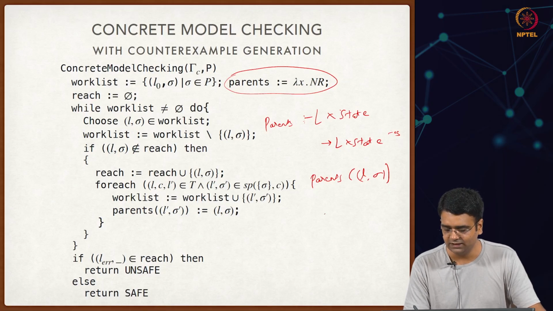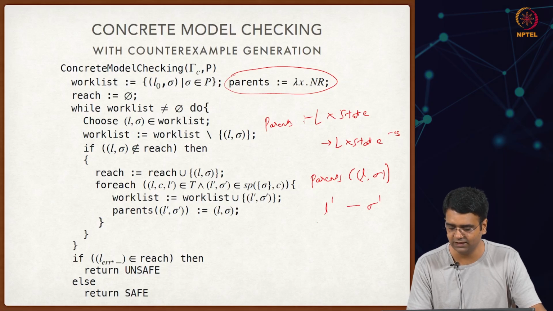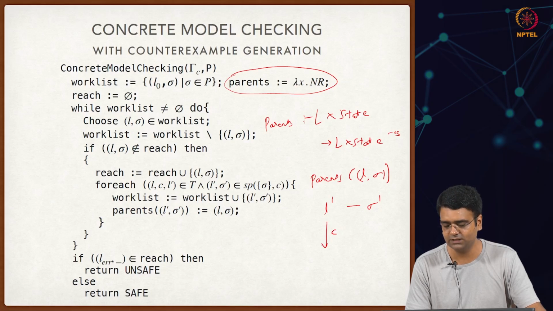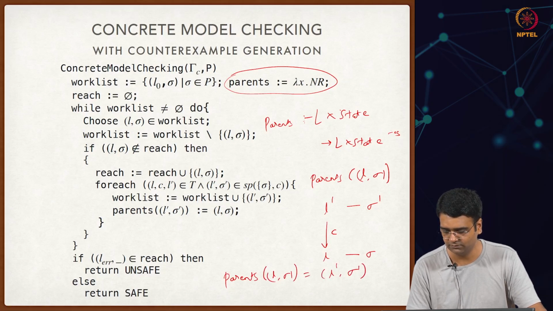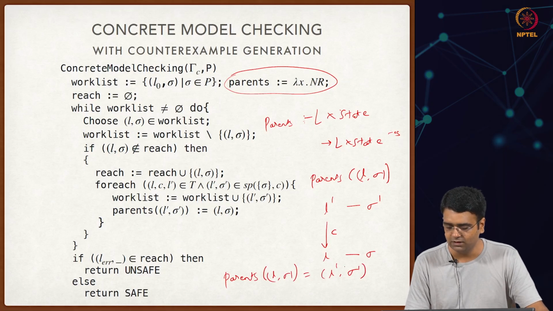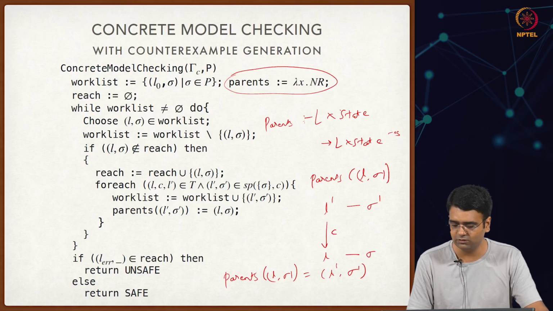meaning that, let us say that if I have some L prime, and I know that sigma prime is reachable at the location L prime, then I am going to execute the program command which is on the edge from L prime to L, and if by executing this program command I discover that sigma is reachable at the location L, then I am going to say that parents of L comma sigma is going to be equal to L prime comma sigma prime. Okay. So because sigma was discovered at the location L through the state sigma prime which was present at the location L prime.